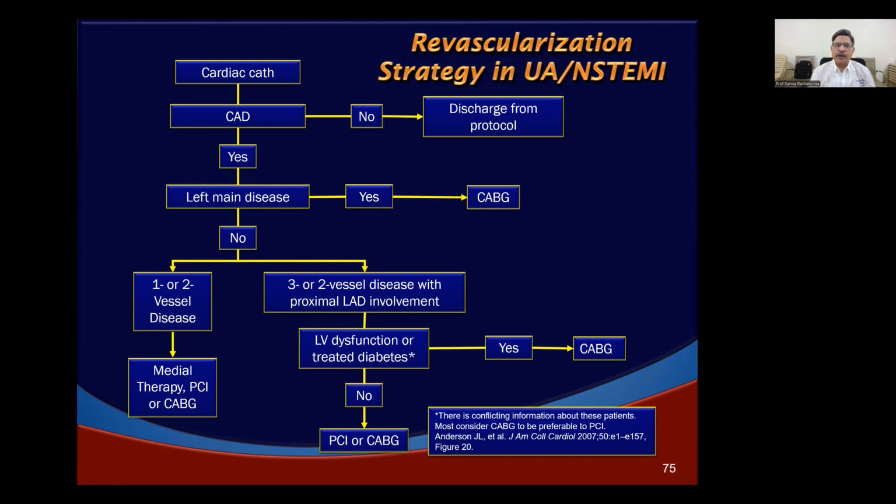3 to 2 vessels are involved. LV dysfunction now I look at. If the LV dysfunction is there or diabetes is there, one of them is there, LV dysfunction or diabetes, CABG is the answer. If there is no LV dysfunction, no diabetes, either PCI or CABG. There are conflicting reports related to these people who have LV dysfunction but no diabetes, or they have diabetes but no LV dysfunction. How to manage? PCI today is as good as CABG.